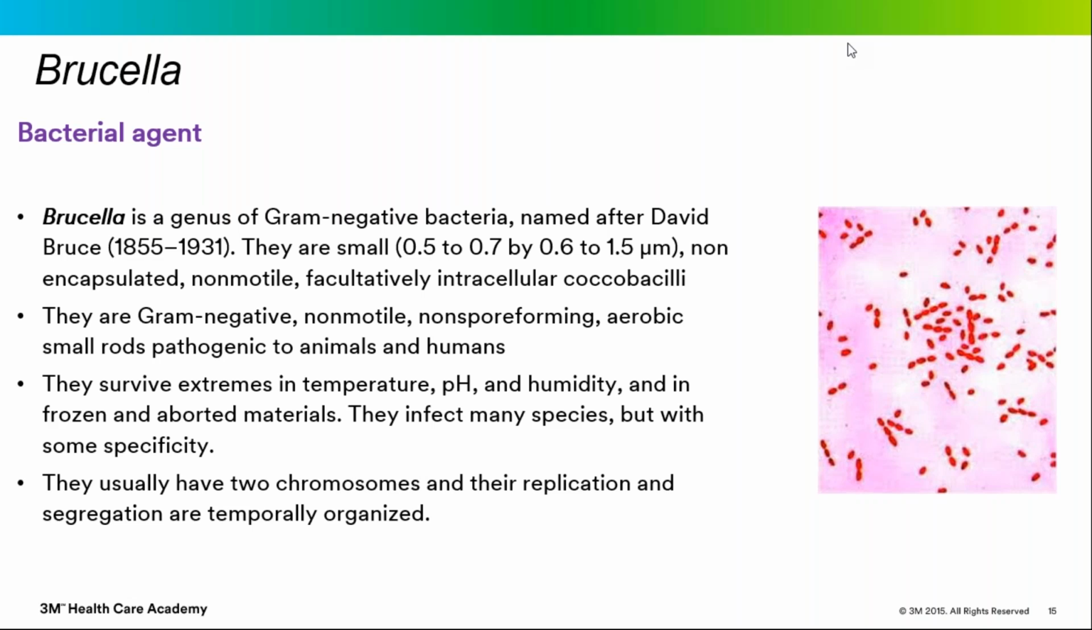They survive extremes in temperatures, pH and humidity, and in frozen and aborted materials. They infect many species but with specificity. They usually have two chromosomes and their replication and segregation are temporally organized.